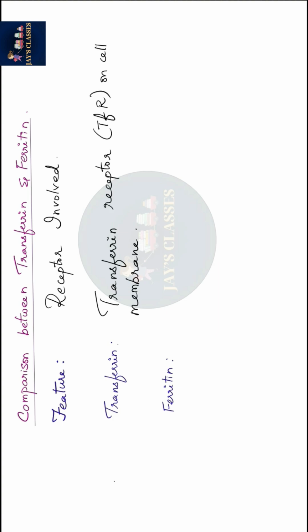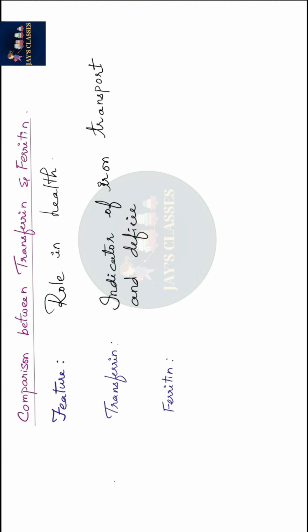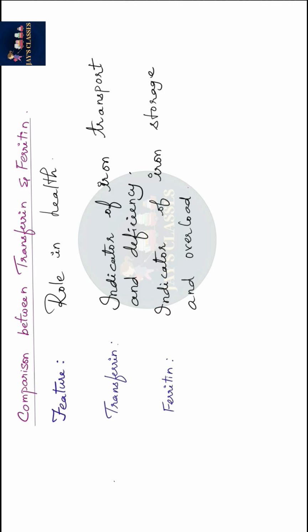Receptors involved in both protein functions. As mentioned, transferrin interacts with the transferrin receptors, TfR, while ferritin doesn't use a receptor for iron release, it's regulated inside the cell. The final feature is role in health. Transferrin levels indicate iron transport status and can signal iron deficiency. Ferritin levels show how much iron is stored and are used to assess iron overload or deficiency.